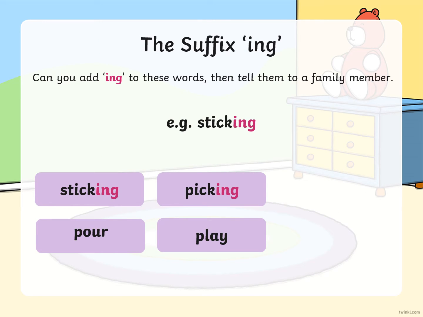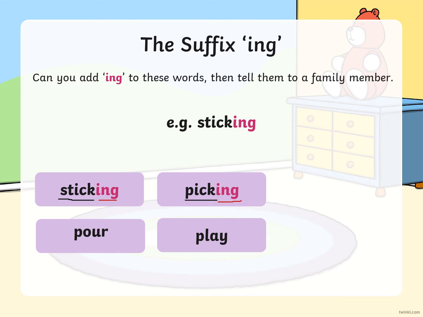So, your job, can you add ing to these words? You can just do this by telling them to a family member. You don't need to write anything down for this activity. So we've got our root word, which is stick, and we've added ing to the end of it to change the word from stick to sticking. Here I have the word pick, and I'm adding my suffix of ing onto the end of it, so the word pick now becomes picking.